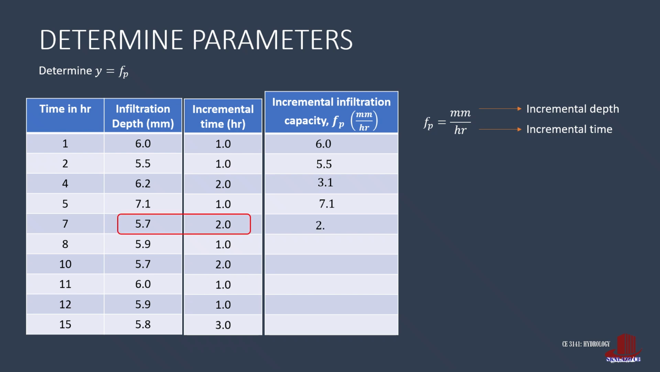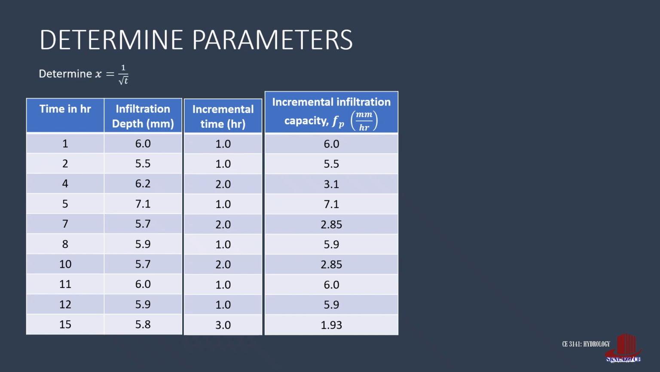The next is 5.7 over 2, which is 2.85, and 5.9 divided by 1 is still 5.9. Then we have 5.7 over 2, which is 2.85, and again 6 upon 1, and that is 6. Then 5.9 divided by 1 is 5.9, with 5.8 over 3 as 1.93. These are the infiltration capacities, which are the y values for curve fitting.